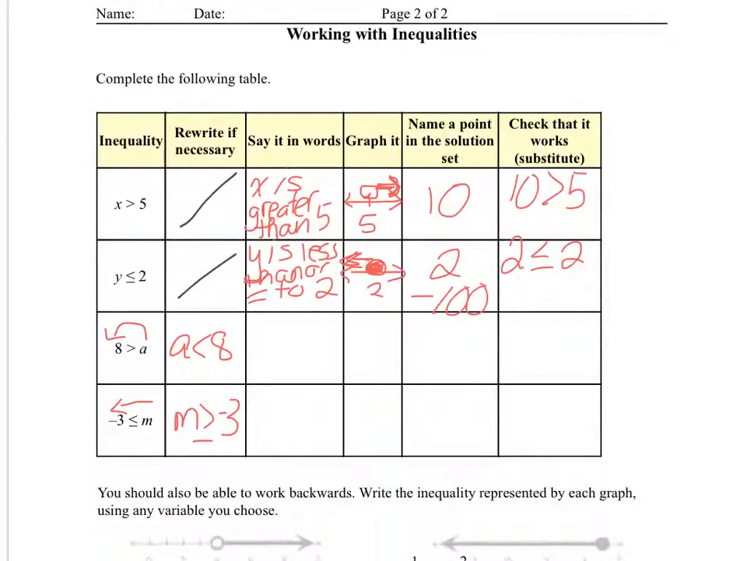Yes, that works because of that equals to symbol. Negative 100 less than or equal to 2. Yes, it works because of the less than symbol. Okay, you didn't have to pick 2 numbers. I was just showing you that both of them worked. So you're going to do these last 2 on your own.